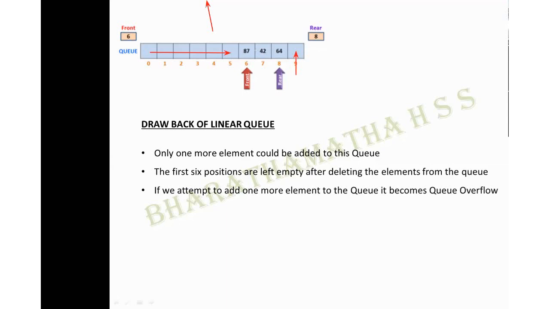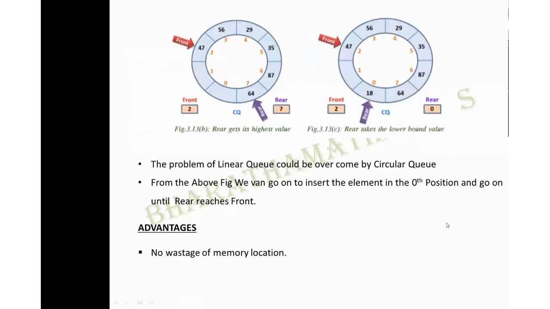And if you try to add any more elements beyond this, even any values, it becomes a queue overflow situation. So you cannot add it. So for this only, we made use of the concept of circular queues. So in that what happened was, now look into this diagram, as I told you earlier in the previous slide.